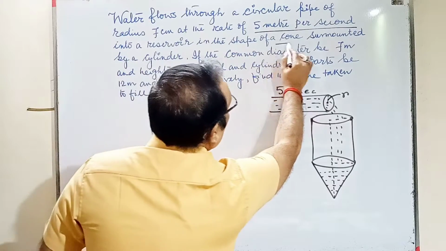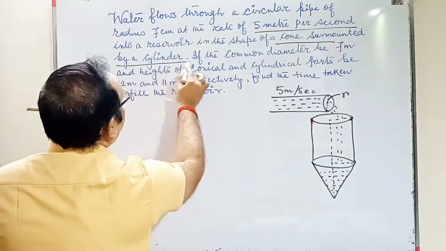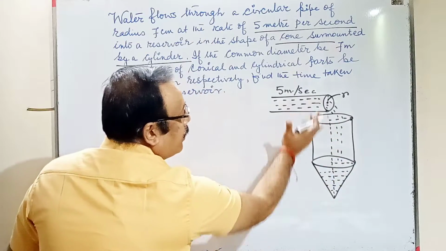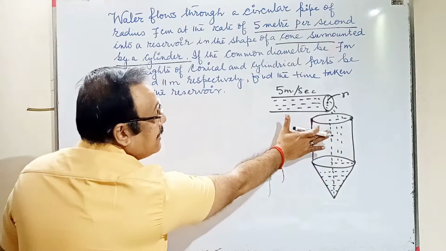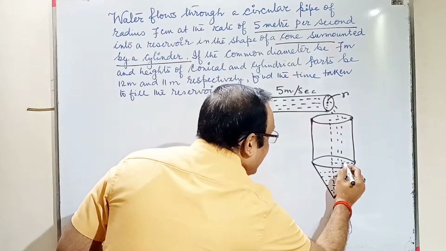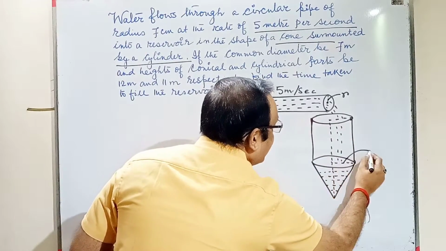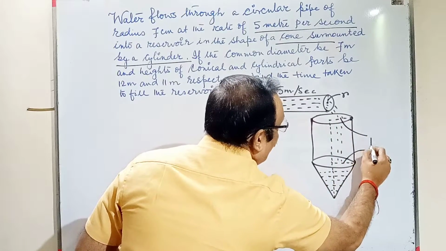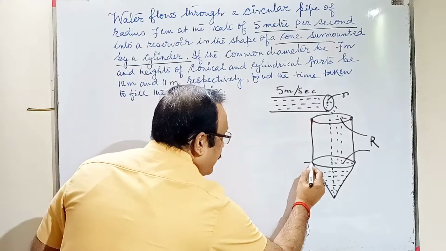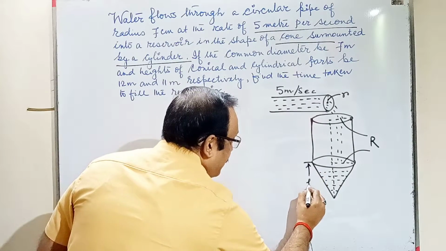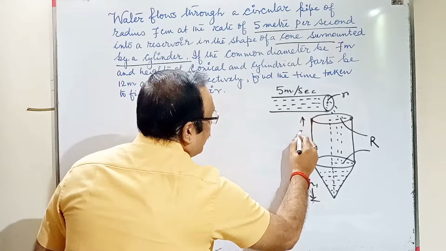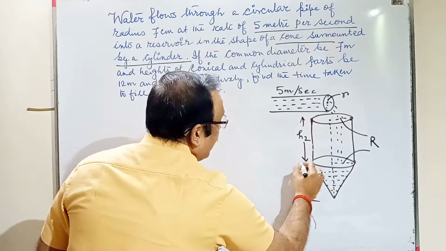in the shape of a cone surmounted by a cylinder, means there is a cone below and on the top of the cone there is a cylinder. This is cylinder surmounted on a cone. So we have taken both the radius are same. So this radius and this radius, both these radius have taken same as capital R. The height of the cone, we have taken it as H1. The height of the cylinder is taken as H2.